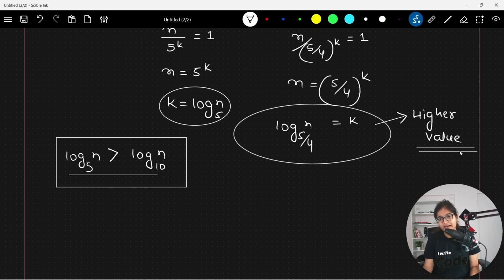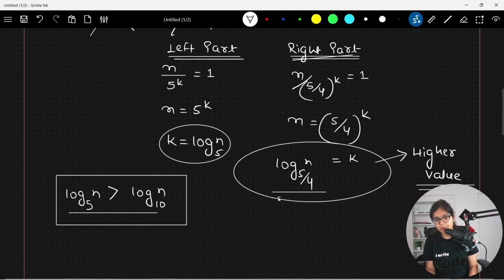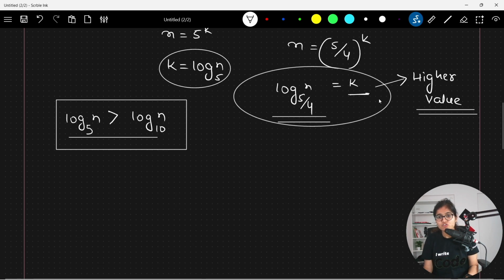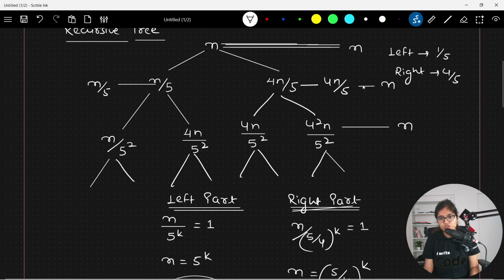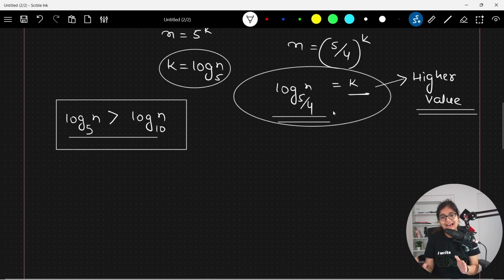It means that until k levels, how many levels will we split? It will be log of n base 5 by 4. It means k levels. And at every level, what is the cost associated with that? It will be n. So what is the overall time complexity? Either we can add the effective cost until k times, or now we know the value of k, and we also know how much cost is required at every level, so we can directly multiply also.